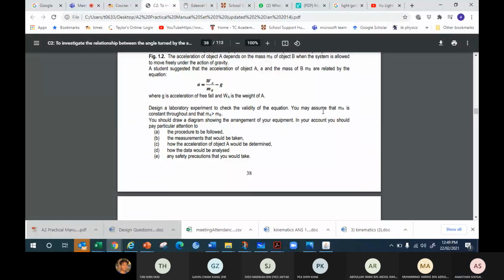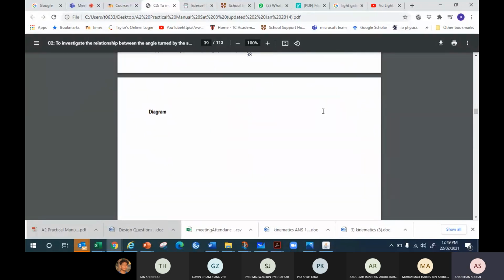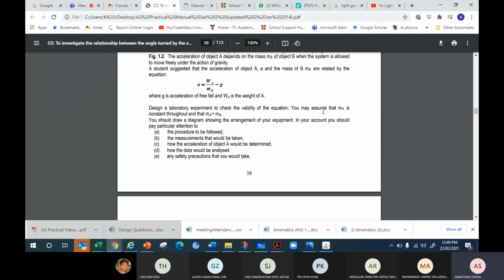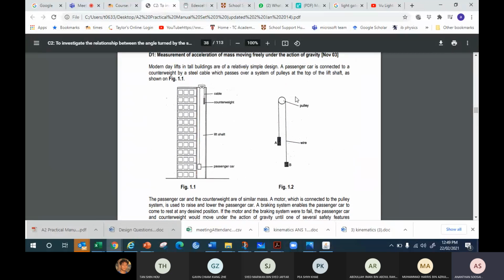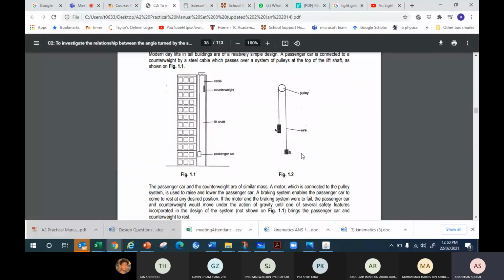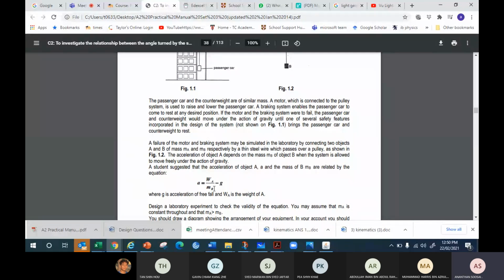Okay. So design an experiment to prove this formula. So, okay, how to design an experiment? In exam, if they introduce a setup, you can use this setup. So you need to calculate this acceleration. How the acceleration of this system is affected by WA, MB, and of course, gravity.